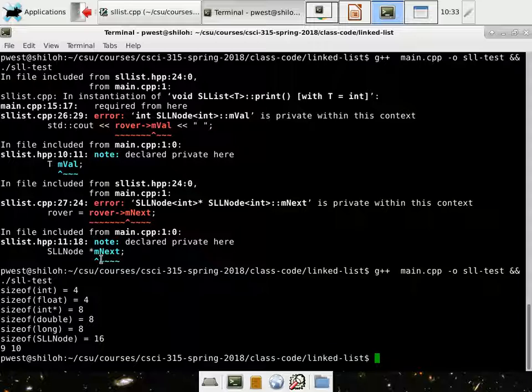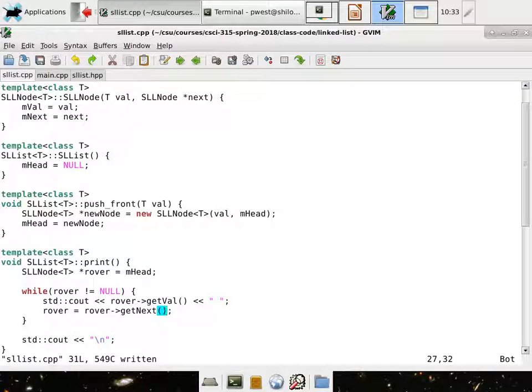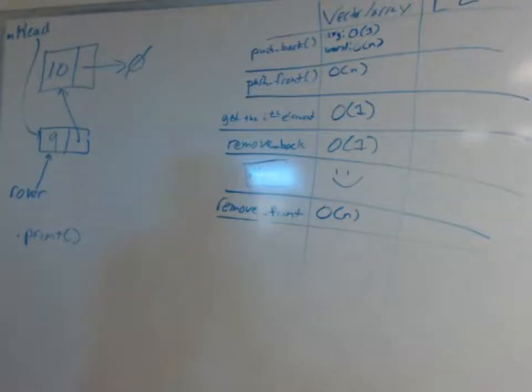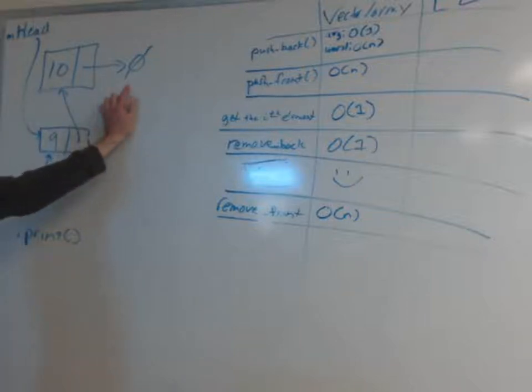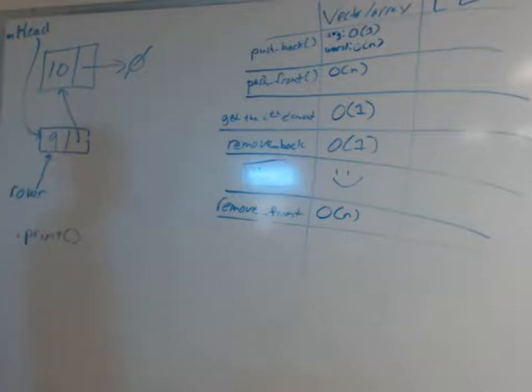There we go. 9, 10. Okay. Y'all see how this worked? Rover started here, printed off the 9, then went to next, jumped up here, printed off the 10, went to next. The while loop ended because rover is now null, and we exit the loop, exit the print function.